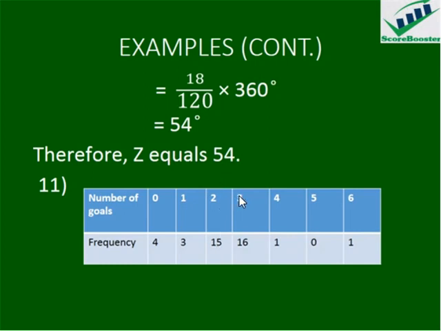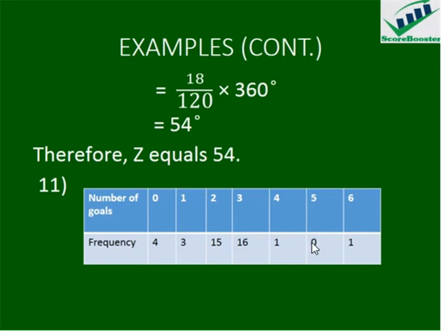Then for 3 goals, if you have 3 sixteen times, if you add 3 to itself 16 times, you have 48. 3 multiplied by 16 is 48. So 4 goals, they had it just once. They did not have 5 goals at all, which is like 0.